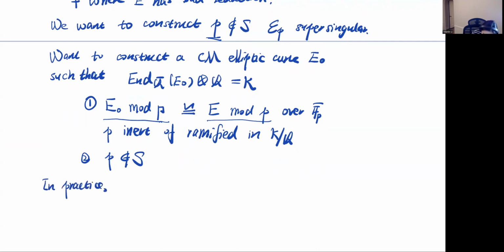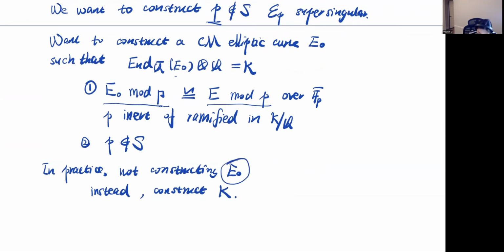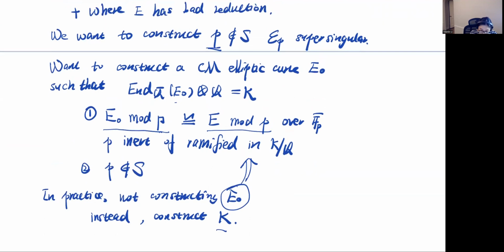Okay, so in practice, we actually don't construct E naught. Instead, we will construct the field K. We're going to construct an imaginary quadratic field K, which guarantees the existence of an E naught that satisfies these two conditions. Okay. So I'm going to construct an imaginary quadratic field K. This is what I'm going to do to achieve our goal.